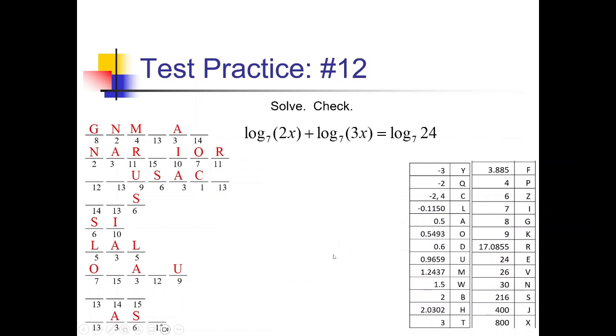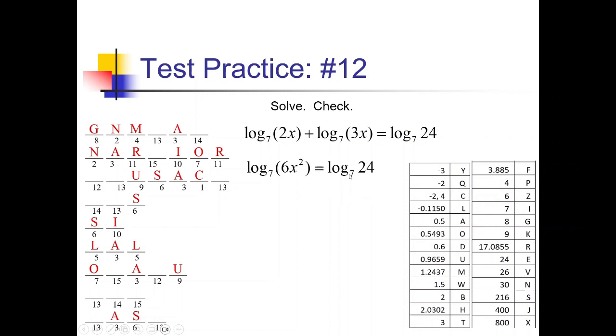Still got a lot of blanks left over, so let's hope this next one knocks a few of them out. I have 2 logs on the left. Let me combine that into 1 log. Since I'm adding the logs, I'm going to use multiplication of the 2x and the 3x to make this happen. So we'll have log base 7 of 6x squared.